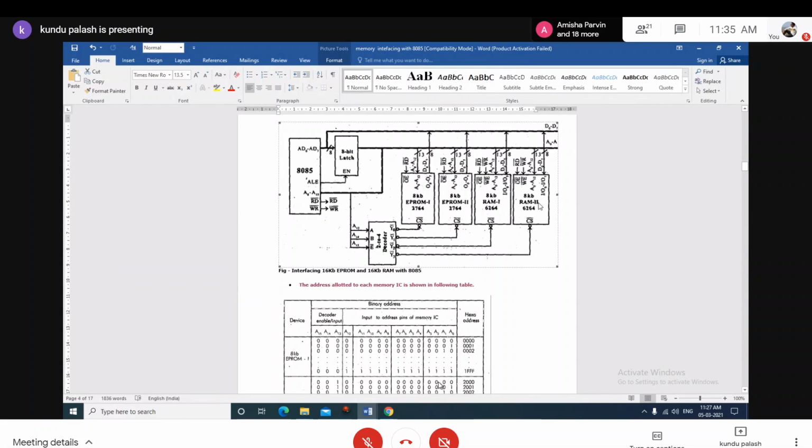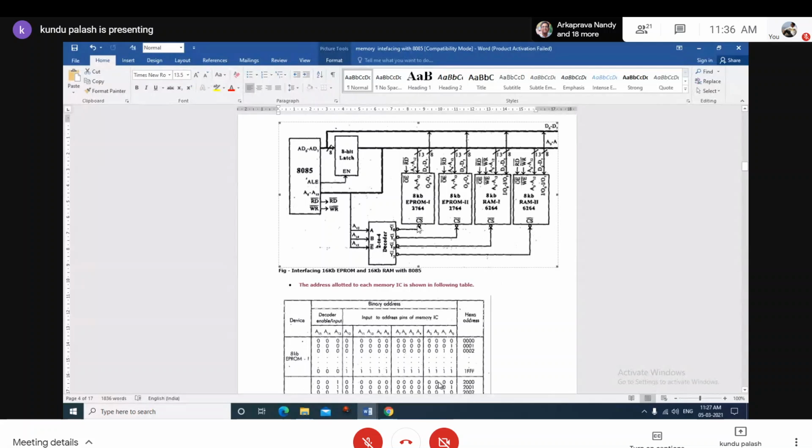A point should be remembered: we cannot connect a 16 kilobyte location, because in the case of a 16 kilobyte location, an additional address line A13 will be required. So that will be a misnomer. So that is a technique.